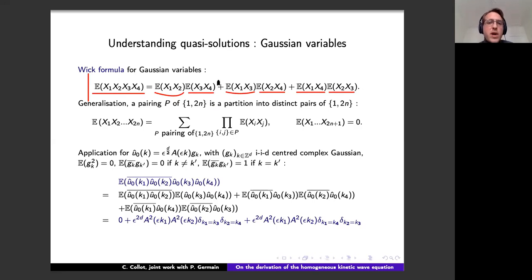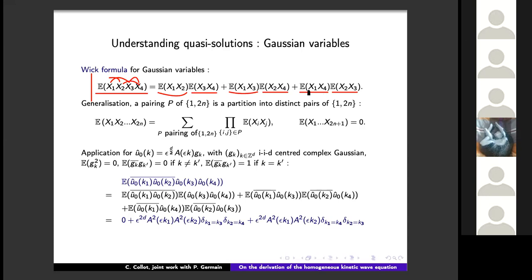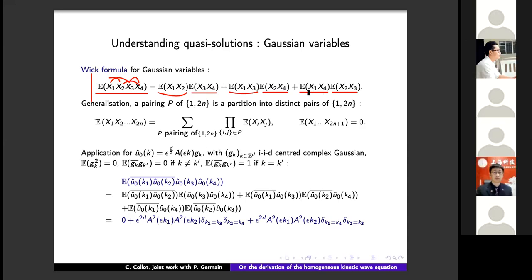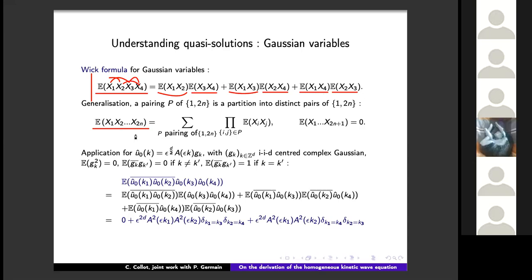are 3 terms in the right-hand side, whether I was putting x1 and x2 together and then x3 and x4 together, which is my first term, or whether I was putting x1 with x3, x2 with x4, or whether I was putting x1 with x4 and x2 with x3, which is my last term. So if you want, here I was just putting the example if I take 4 Gaussian variables, but there is a generalization of that, which is that the expectation of a product of Gaussian variables is just the sum over all possible ways to put them together 2 by 2 of the expectations of the product of just 2.